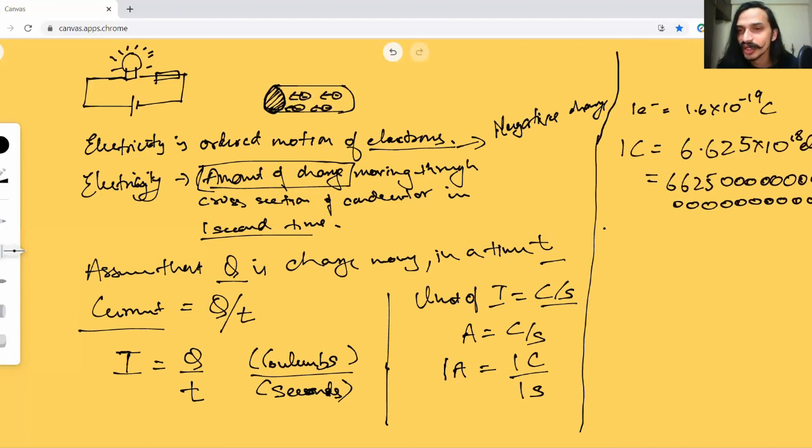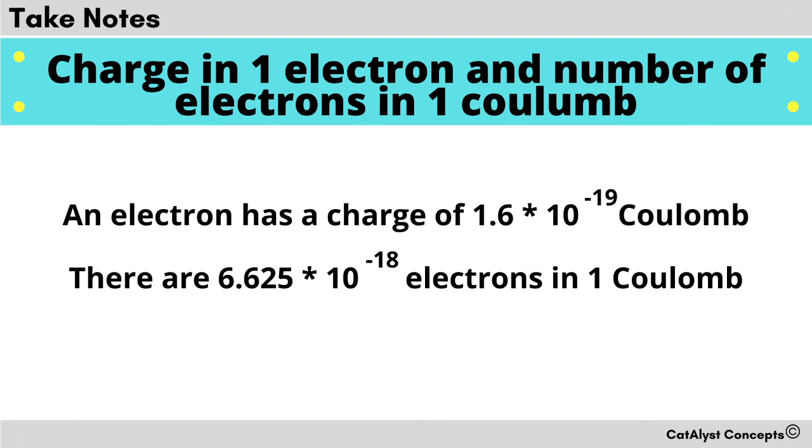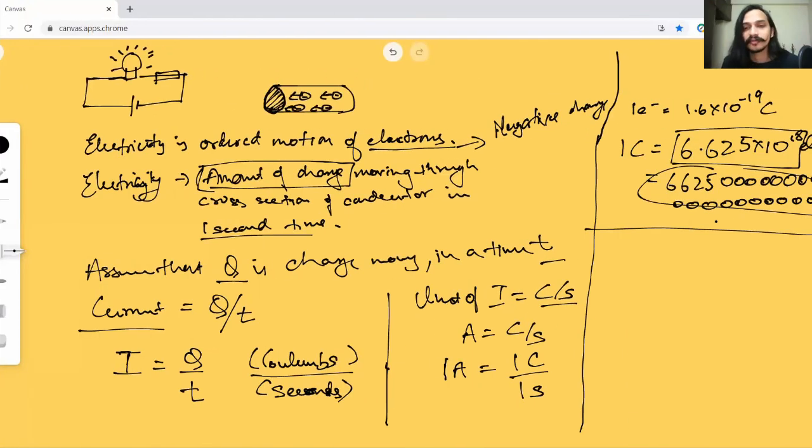So don't worry so much about this part. Just understand that coulombs are measured by electrons. When these many electrons move, we say 1 coulomb of charge is moving. And if that much charge is moving in 1 second, we say 1 ampere of current is being generated. This is the formula that we'll be using. I equals Q by T. Just remember the units for all. I is amperes, Q is coulombs, and T is seconds.